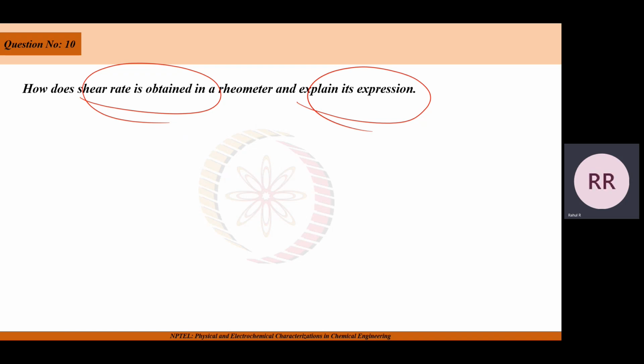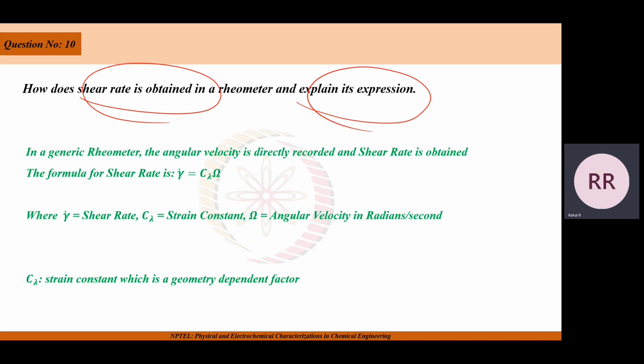Okay, so I hope the question is clear to you, and now let's discuss the answer. In a generic rheometer, the angular velocity is directly recorded and shear rate is obtained using a formula. So we get the angular velocity, and then using that we get the shear rate, which is gamma dot. The relation is gamma dot is equal to C lambda omega.